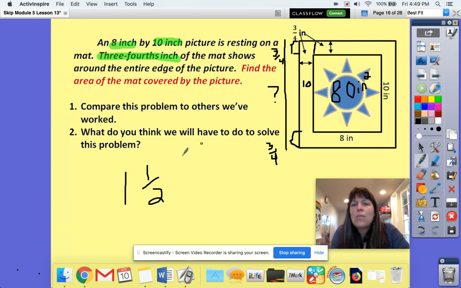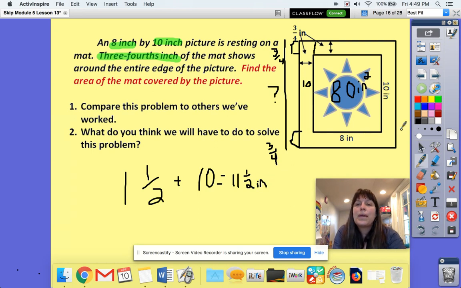So we're going to add 1.5 to our known length of 10. So what's 1.5 plus 10? 1.5 plus 10 equals 11.5. So we now know that the length is going to be 11.5. And what are those units again? Inches. So 11.5 inches is our length.